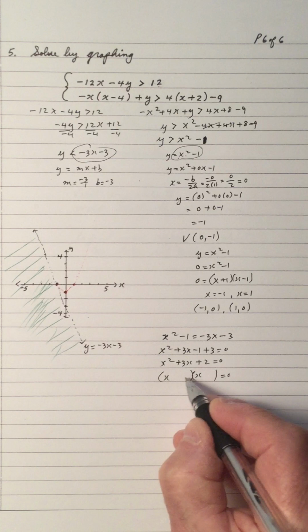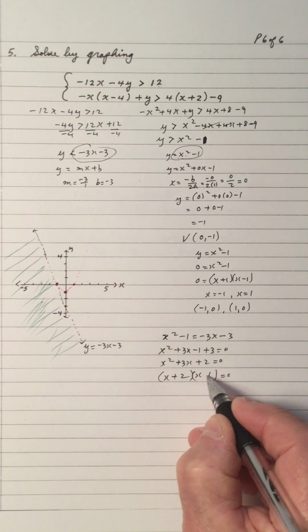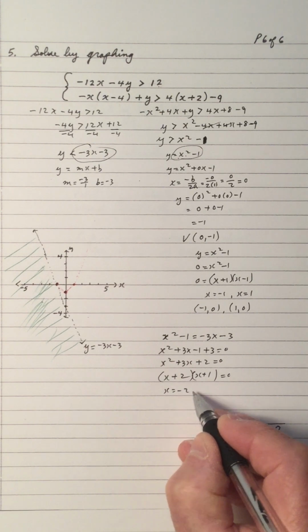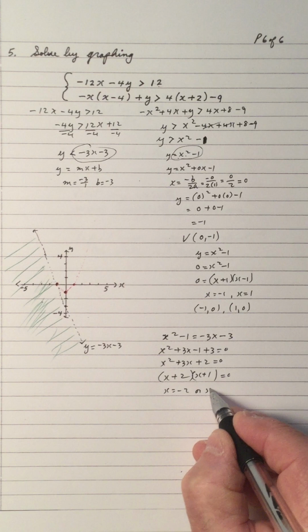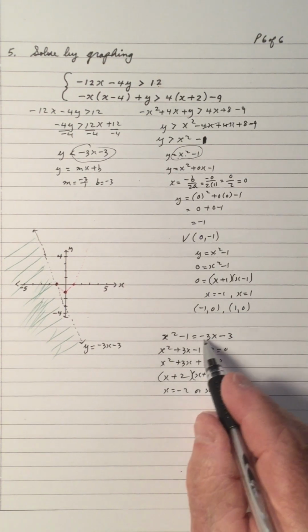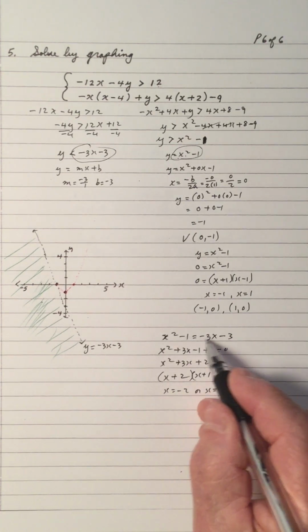X, factors of 2 are 2 and 1. Product is positive, sum is positive, so plus 2 plus 1. So that means here x is negative 2. And right here, x is equal to negative 1. And we take the negative 2 and sub it into whatever one of these equations you want. It makes no difference. You can sub it into here or here.